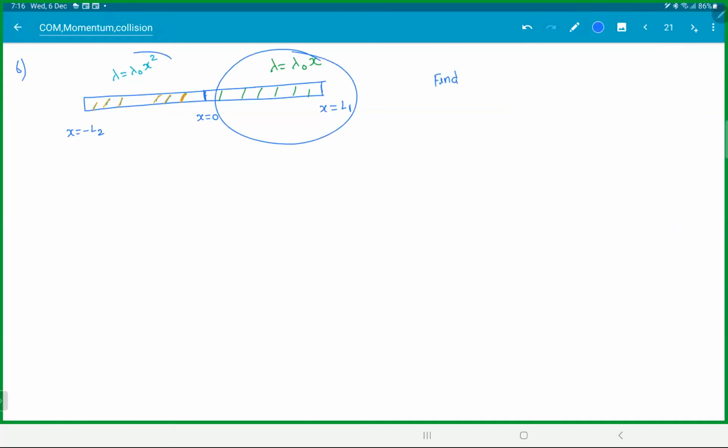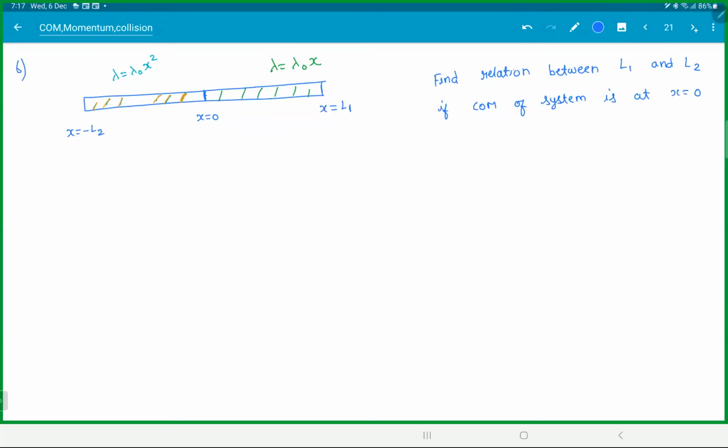Meaning this rod's center of mass and this rod's center of mass should be at the center for these 2 things. Find a relation between L1 and L2 if the center of mass of the system is at the origin. I hope the question was clear. So you made a rod with two different parts, L1 and L2, and both don't have the same density. One has lambda naught x and one is lambda naught x square. Find the relation between L1 and L2 such that the center of mass will be at x is equal to 0, the origin.